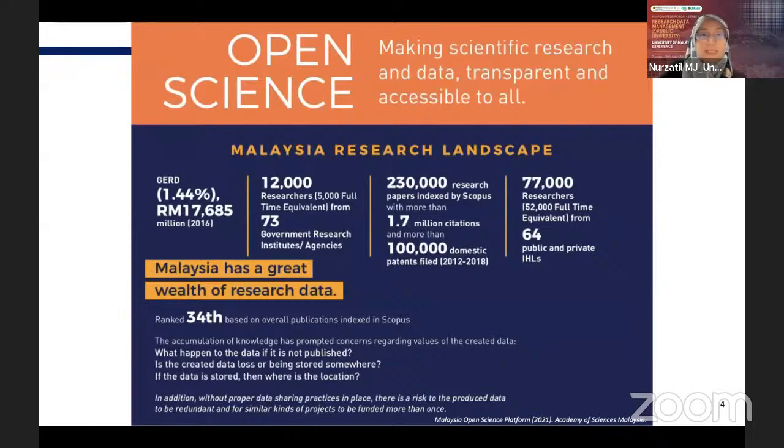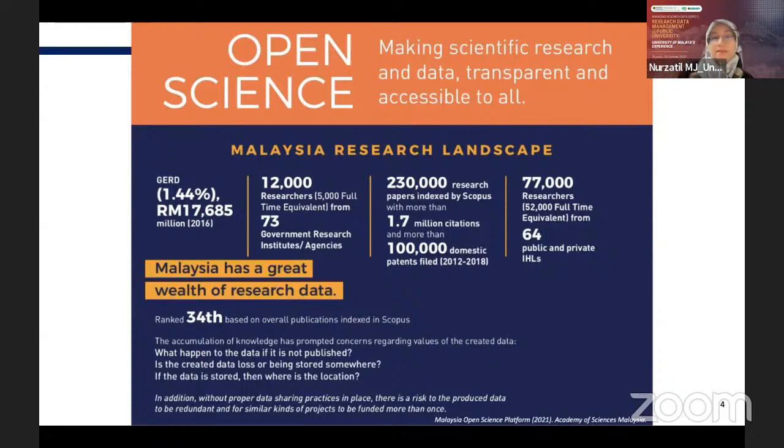Okay, so like I said just now, open science is about making scientific research data transparent and accessible to all. If you look at the Malaysian research landscape, and I'm pretty sure that this statistic also involves data from IIUM, we have thousands of papers out there. We have thousands of researchers. So all these talents produce a lot of data. At the end of the day, our country generates a great wealth of research data.